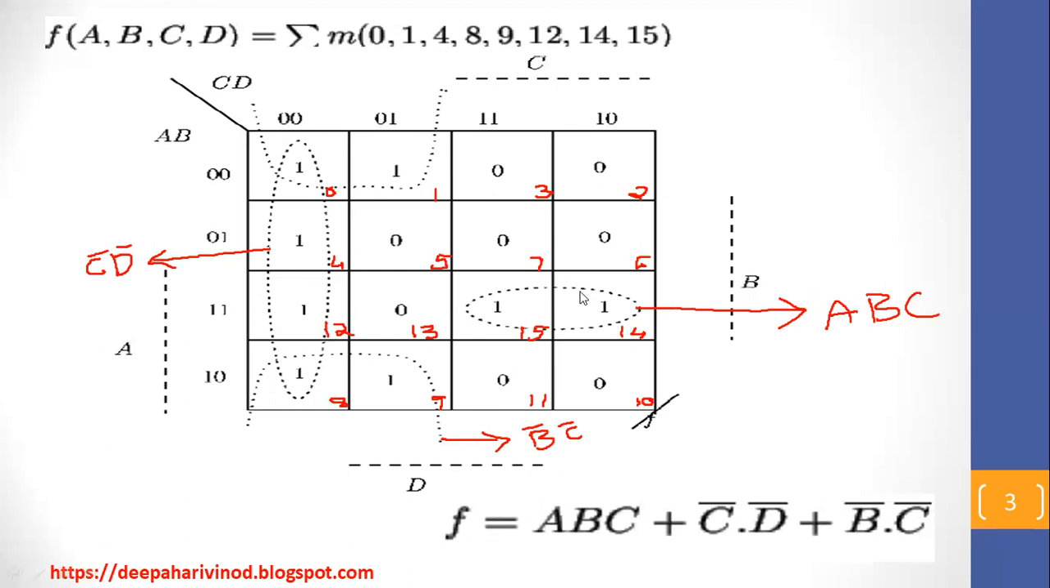And for this, it is 2 number of ones. It will be having 3 literals. So check it out. What is common? This row is common for both, so A and B is common. And column wise it is C. So ABC is the equation for this group. So what will be the final equation? F equal to ABC plus C bar D bar plus B bar C bar. Hope you are following.